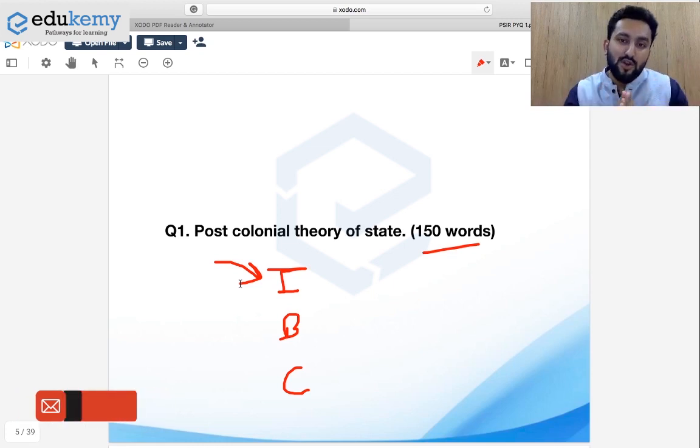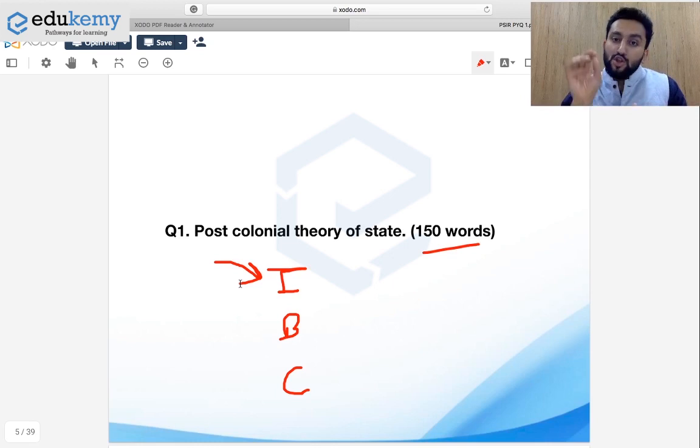Then what should be included? Introduction is like a gate to your answer. It should include those elements which you are going to cover in your body part. For example, post-colonial theory of state. This is a specific topic.